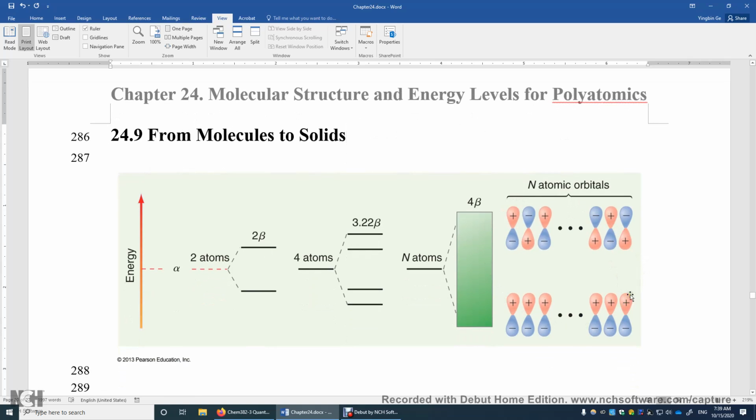And then again, when this N is very large, you have a solid, only because you have really long polymer chains, and the attraction between the polymer chains is large enough to overcome the entropy effect.